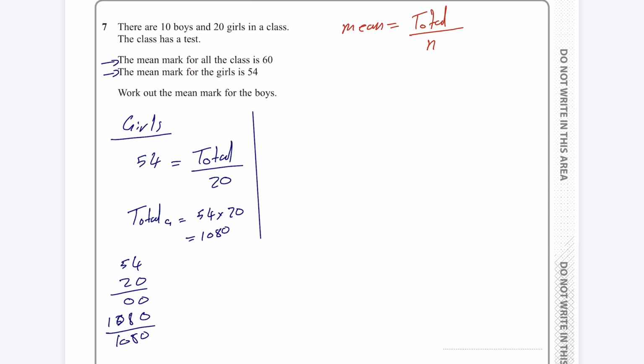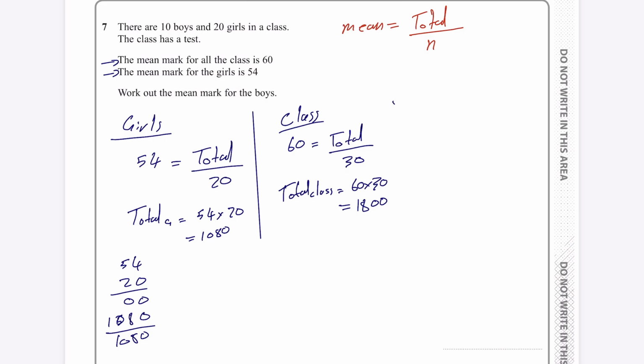We can now look at the total for the class here. The mean for the class is 60. The total for the class we don't know, but we know in the class altogether there are boys and girls, so there's 30. That means the total for the class is equal to 60 times 30, which is 1800. So now we know the total for the girls, and we know the total for the class.